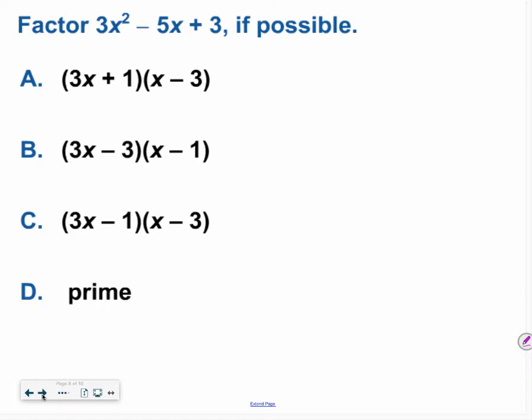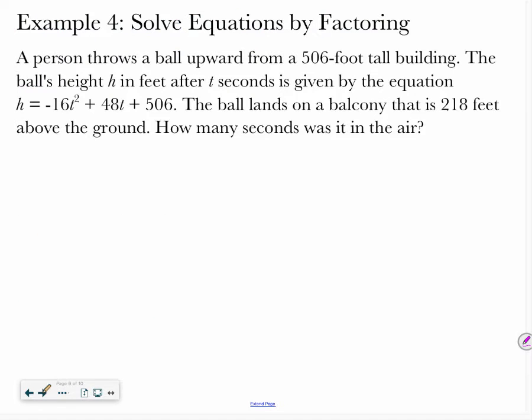Hopefully you discovered that there are no numbers that multiply to 9 and add to -5. So you said that this was prime. If you have questions, please be sure to ask for some help.